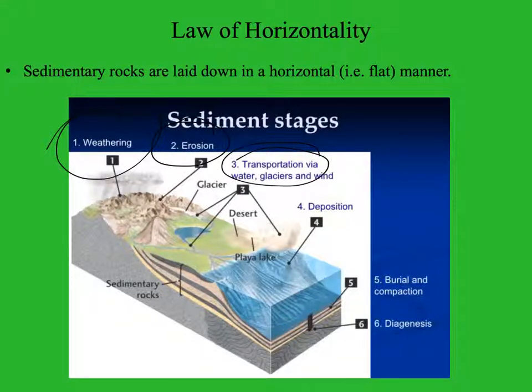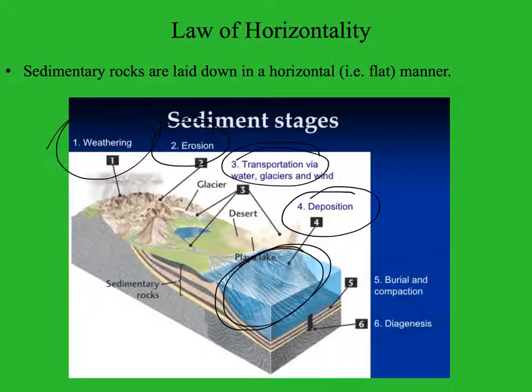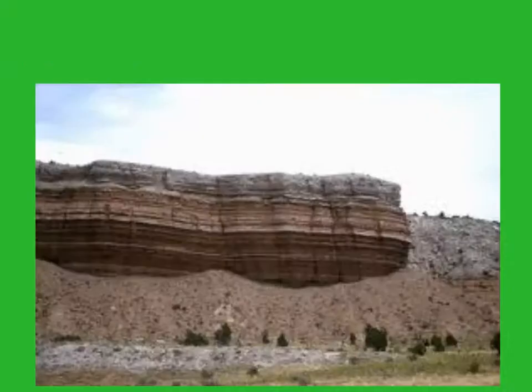So if you remember earlier in the video, I said that most sediment actually gets deposited in water. And so as you can see here, this sediment is getting deposited at the bottom of Playa Lake, right here. If you were to look in on the diagram in this little area right here, you'll see the formation of different layers. And those layers are all forming flat or horizontal to prove the law of original horizontality.